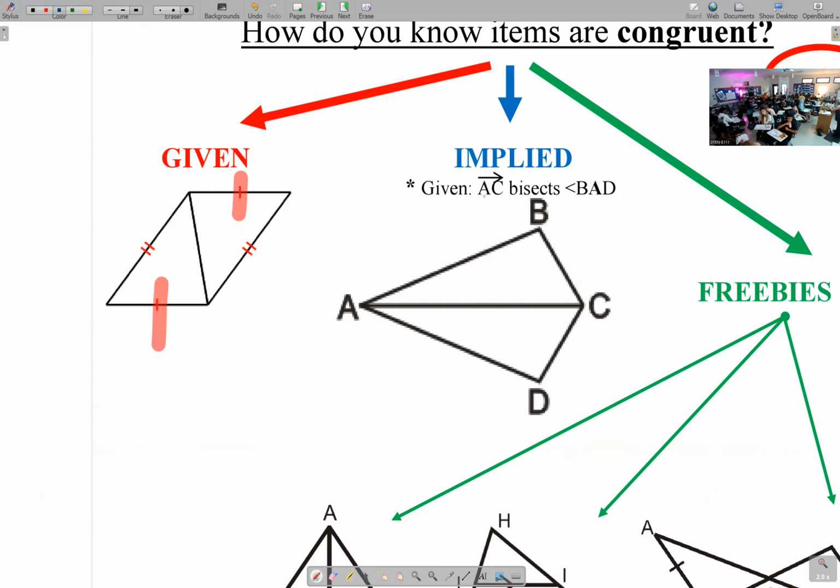Implied, right here. AC bisects BAD. Sweep, trace and sweep, bisect. Write that down. Okay, bisect. Then it's implied that these are equal. That's an example of implied. These two angles are equal. I'll just call them angles 1 and 2. You can always add numbers if you want to make it easy.